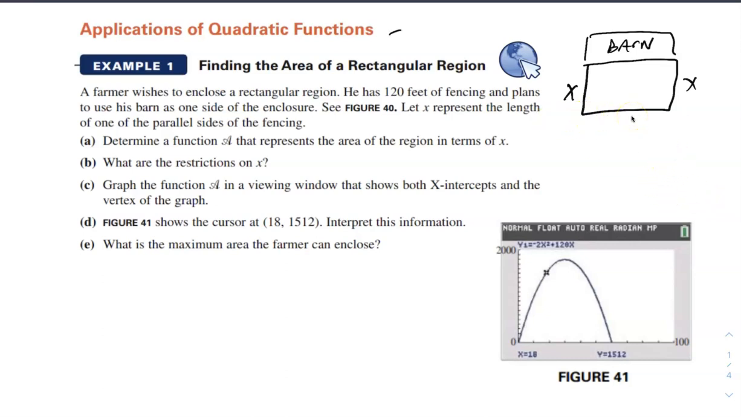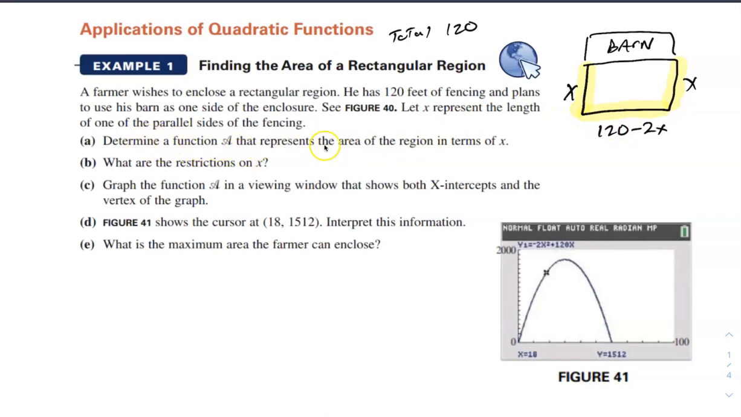Well, the total of all the fencing, this side plus this side plus this side, is 120. Since we have two x's here, this side is going to be 120 minus 2x. That's what that side is, right? It's 120 for the whole fence. Subtract off both x's, and you get what this side is. So this is 120 minus 2x. Okay, now that we have that, let's move on.